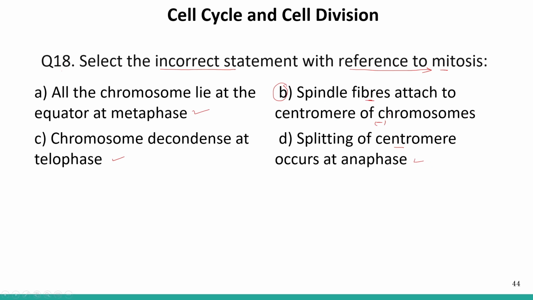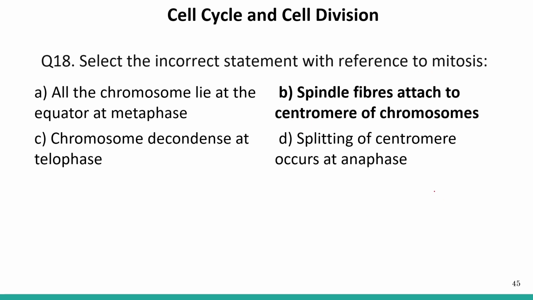Spindle fiber attached to the centromere, but at which area? They attach to the kinetochore of the centromere. So this was a bit tricky. So here you have to say the spindle fiber attached to the kinetochore, which are the areas present on the centromere. If this is the chromosome, two kinetochores are present like this. And here we have the chromosome. These are kinetochores, which are areas present on the centromere.